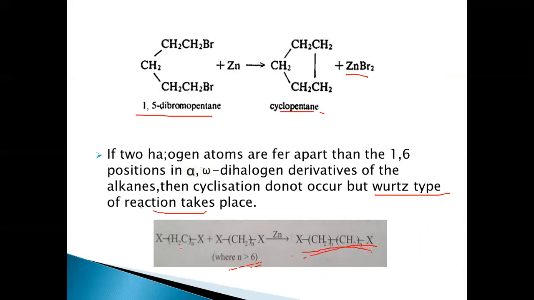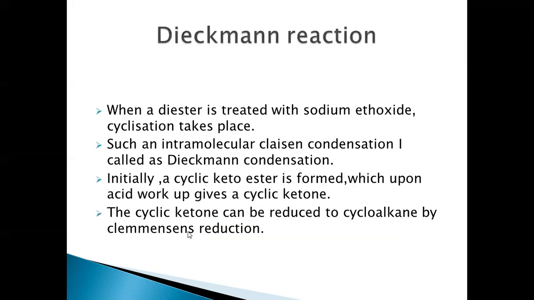So two molecules will react instead of this internal Wurtz reaction. Instead of this Freund method, the Wurtz type of reaction will take place and result in a different molecule instead of this cycloalkane. So if the two halogen atoms are farther apart than the 1,6 positions of the carbon atoms, then this method is not useful. Those are the limitations of this Freund reaction.